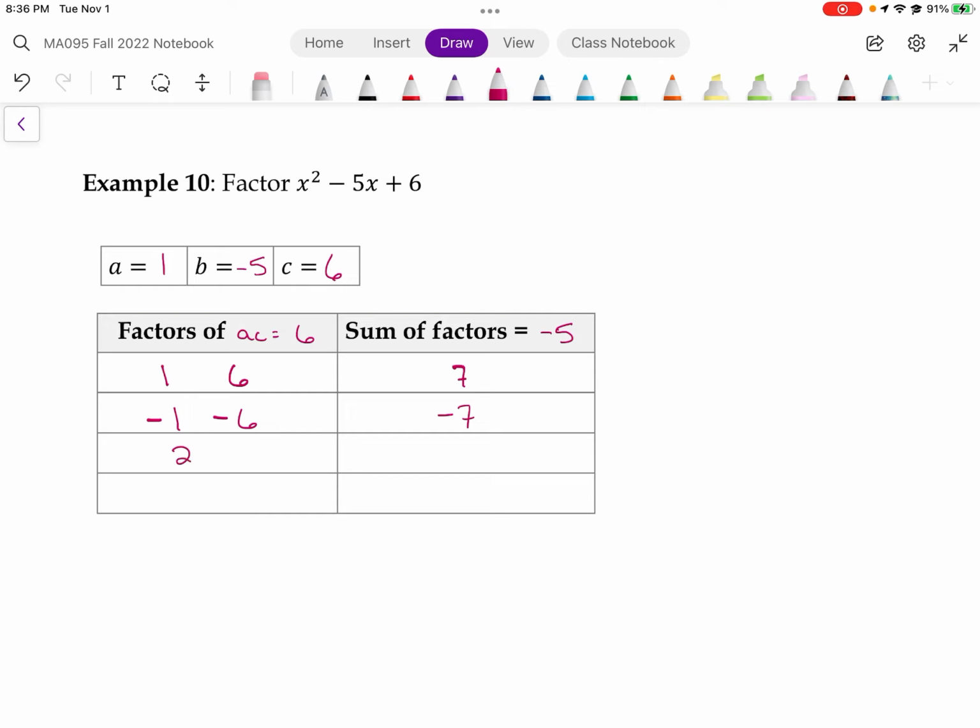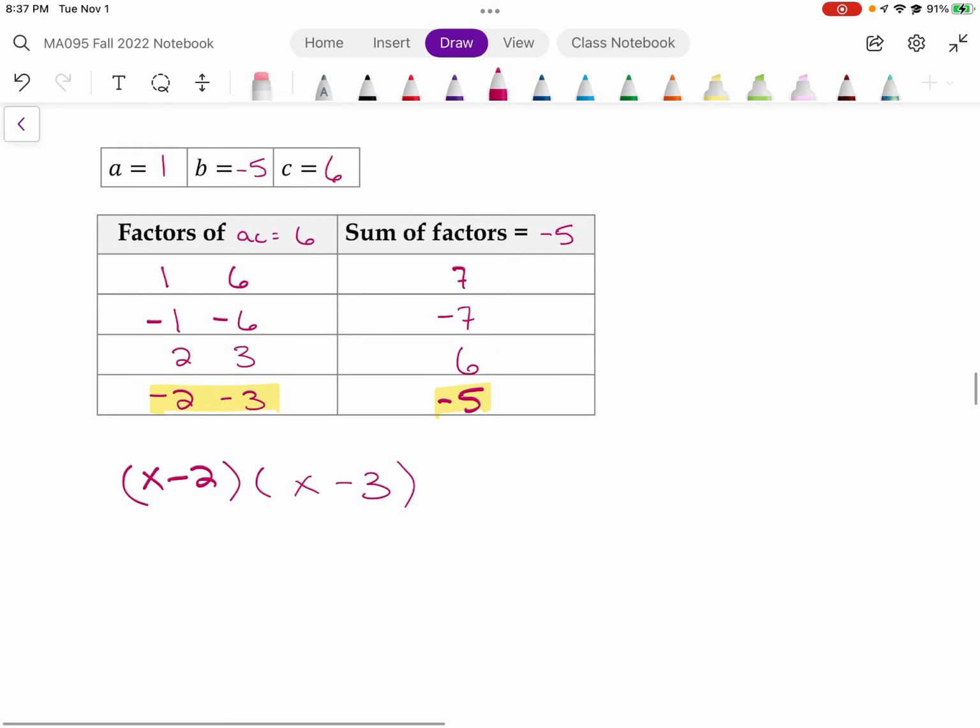So what are the other factors of 6? Well, it would be 2 and 3, which we know is not going to be it because it's not negative. But what about negative 2 and negative 3? Because negative 2 times negative 3 is 6. Well, when you add them, you get negative 5, and we found it. That's what we were looking for. So our factors are going to be x minus 2 and x minus 3.